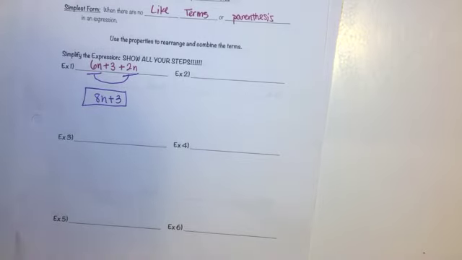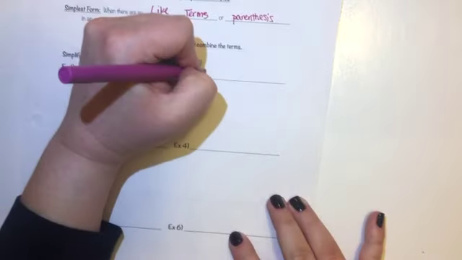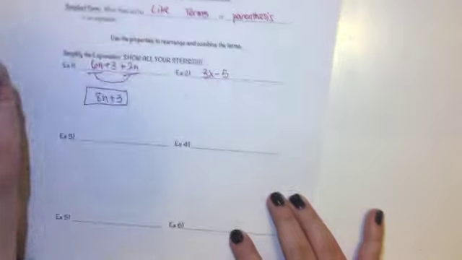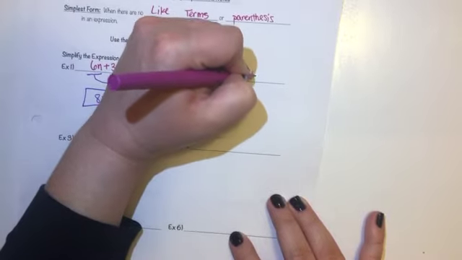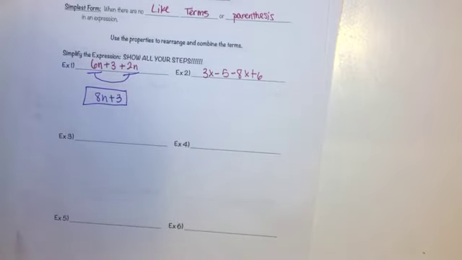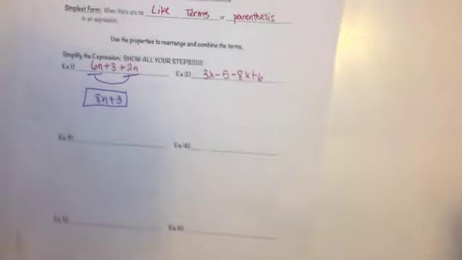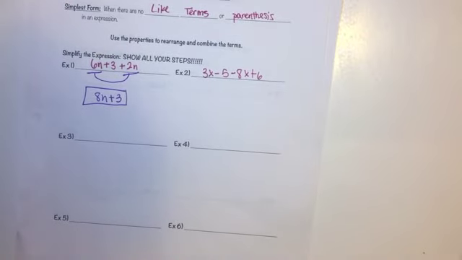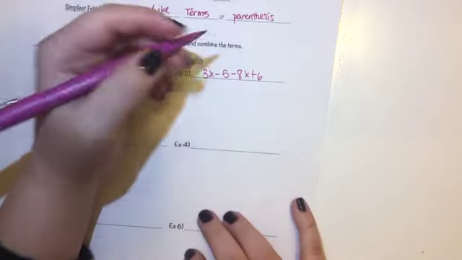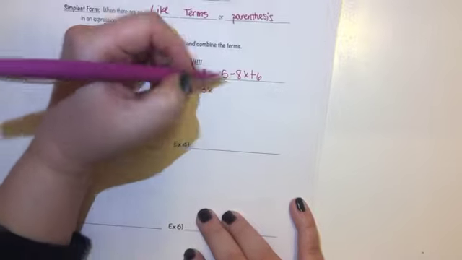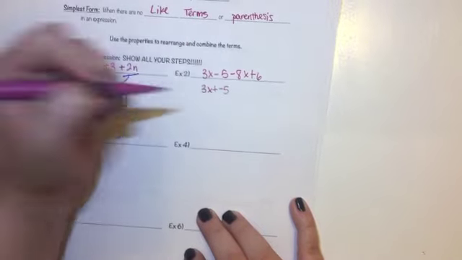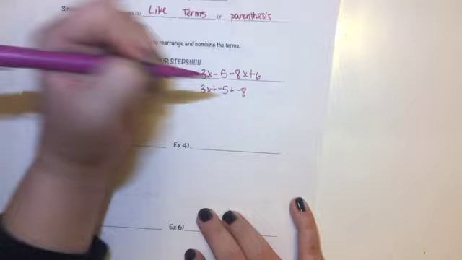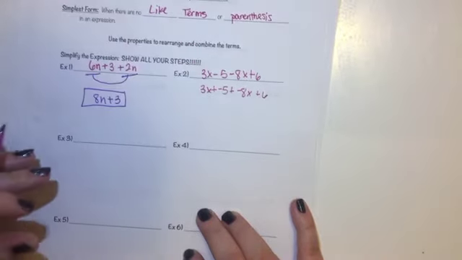Next, for example 2, we're going to use the example 3x minus 5 minus 8x plus 6. In order to solve this one, the best way is to rewrite this, but instead of using subtraction, we're going to add the opposite. So we can do 3x plus negative 5 plus negative 8x plus 6.